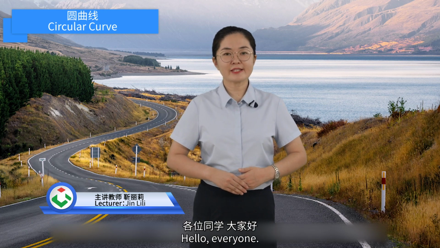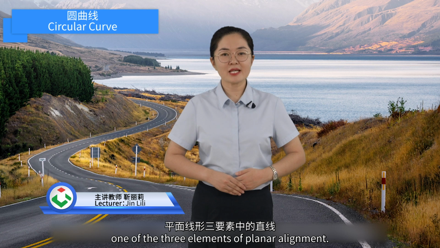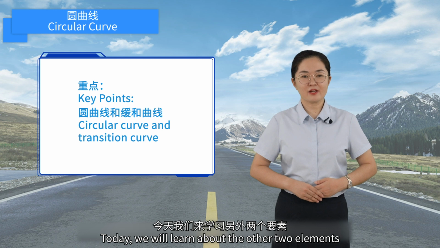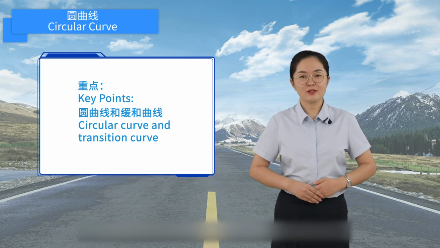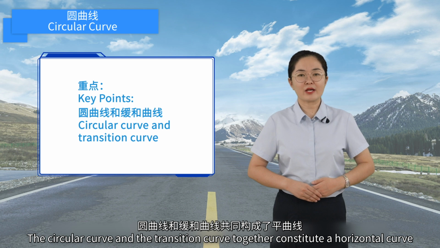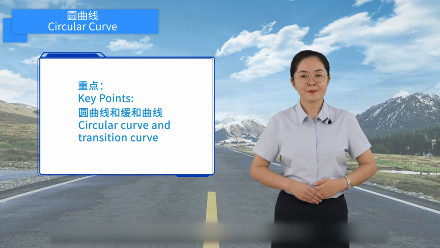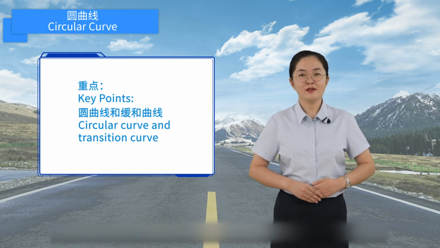Hello everyone. We have learned about straight lines, one of the three elements of planar alignment. Today, we will learn about the other two elements, circular curves and transition curves. The circular curve and the transition curve together constitute a horizontal curve. Let's take a look at the circular curve first.